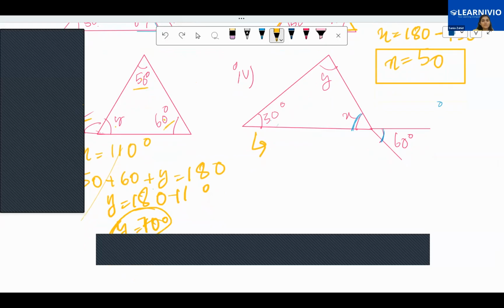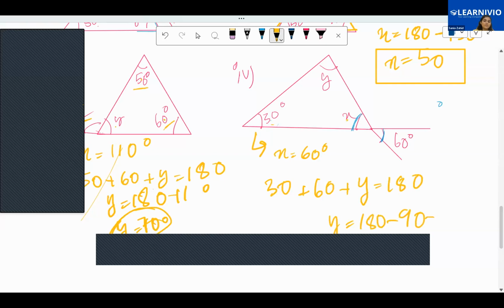First of all, you do x is equal to 60. Why? Because they are vertically opposite angles. Then you have the angle sum property. So 30 degree plus 60 degree plus y will give you 180 degree. So y will be equal to 180 degree minus 90 degree. So y is also equal to 90 degree.